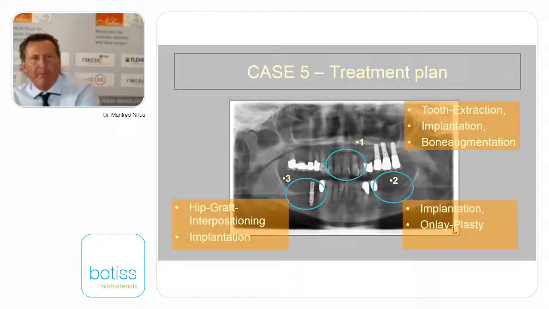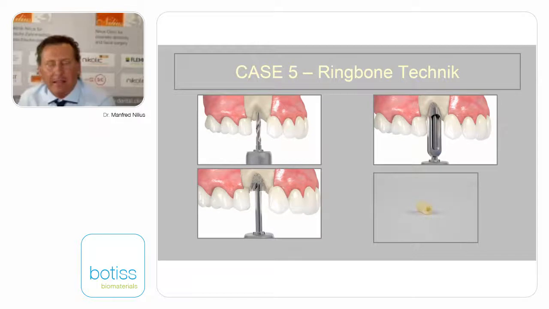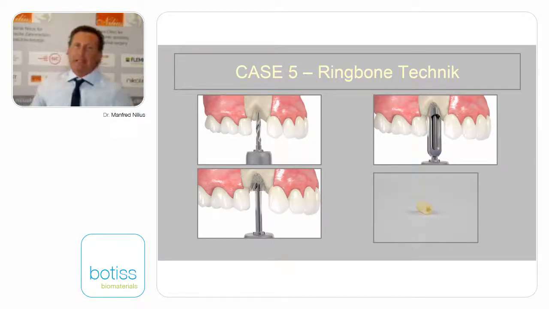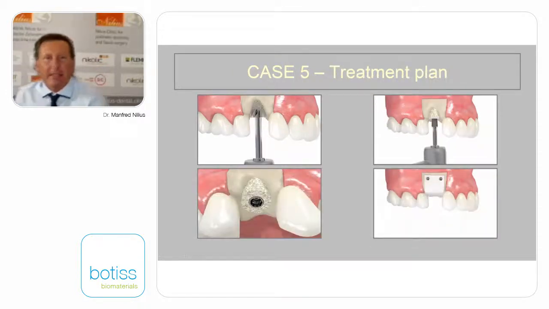Onlaplasty at the second, and the hip graft interpositioning I don't want to show you, so it's only up to the first, to the frontal teeth. When we do so, there's a possibility to have a Ringbone Technik. The Ringbone Technik is using spongy bone in a ring with a big hole inside where you can insert implants immediately. And this is a technique.